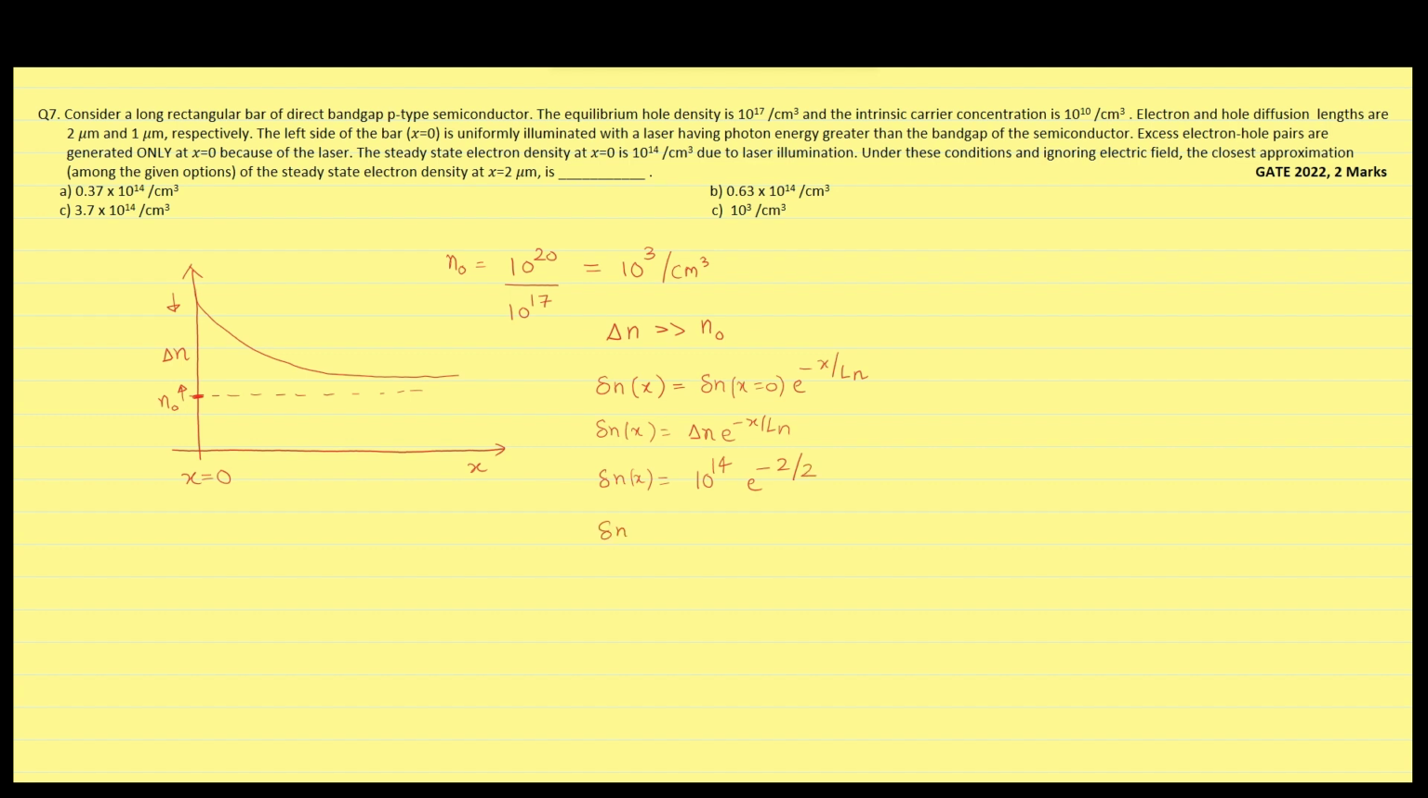Therefore, free electron concentration at X equal to 2 micrometer will be equal to 1 upon E into 10 raised to the power 14. So, the answer will be approximately equal to 0.37 into 10 raised to the power 14. So, the first option is correct.